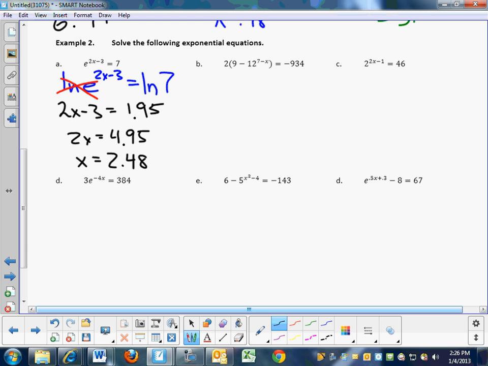Yes? No? Okay. B, do I start by taking the natural log or the log of both sides? What do I start by doing?